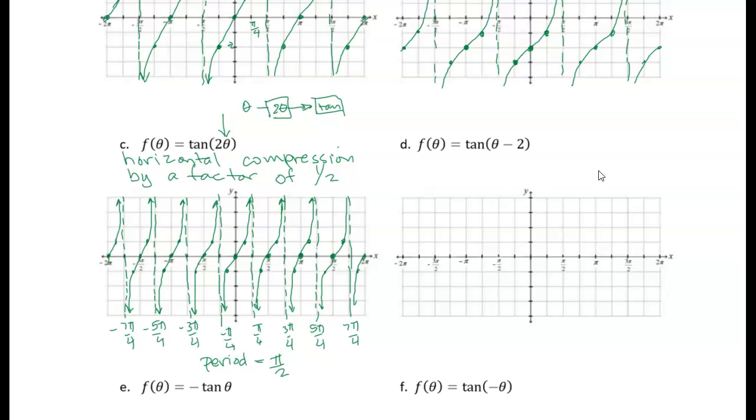It's going to take 2 more units of theta in order to get the same output. So now you have to increase theta by 2 in order to get the same output, which means the graph is going to be translated horizontally. So this is a horizontal translation to the right by 2 units.